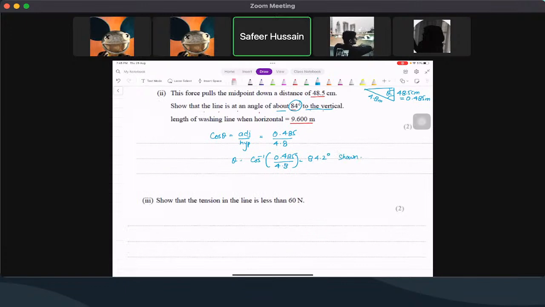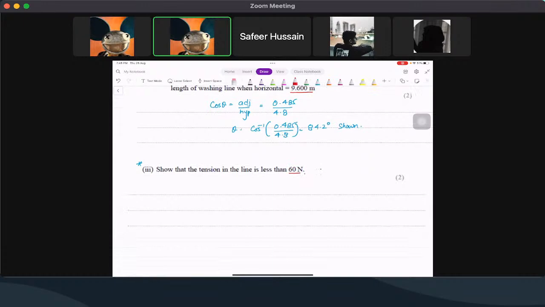Now, in the next question, which is the real question that I actually wanted to focus on, it says show that the tension in the line is less than 60 newtons. Let's look at the line first. We have tension on this side, tension on this side, and weight on this side. Weight is the resultant vector because it is causing the tension in these two. We also know that this angle is 84 degrees and this angle is also 84 degrees. Any questions?